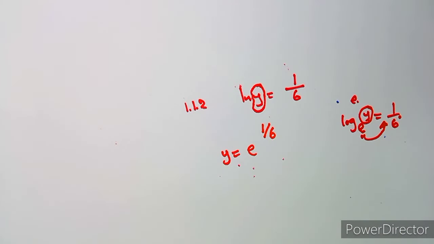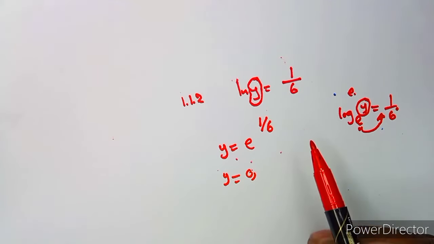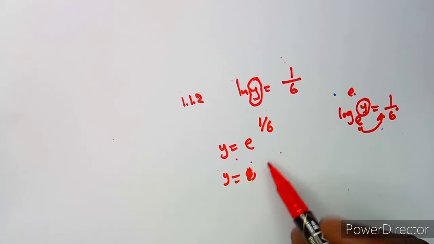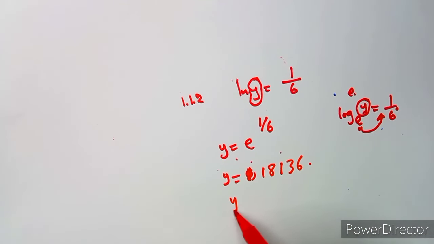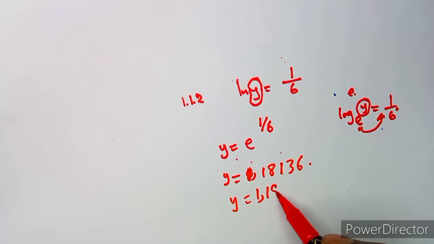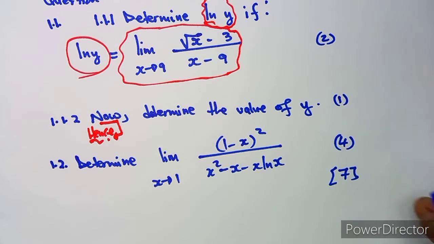All right, you can leave your answer like that, or you can simplify from your calculator. This is going to give us not 0 but 1 comma 1 8 1 3 6 and so forth, which is going to be 1 comma 1 8 1. So this is the value of y. All right, on 1.2 there we are now given to determine the limit.